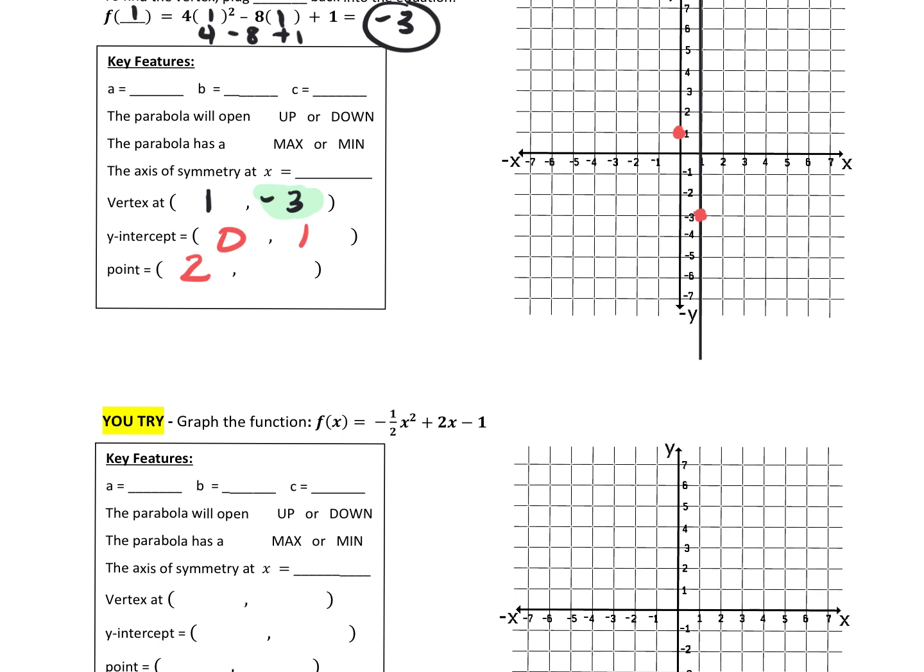So f of 2, what is that? That's 4 times 2 squared, oops, parentheses in the wrong place, minus 8 times 2, and then plus 1. So this is 4, so this comes out to 16, minus 8 times 2, that's 16 as well, and then plus 1. Well look, these cancel out, and we get 1. So it turns out that this point does cross very nicely at positive 1. When x is 2, it crosses here at positive 1. So now I can connect all of this with just my U-shaped graph here, put some arrows on it, and we're finished.